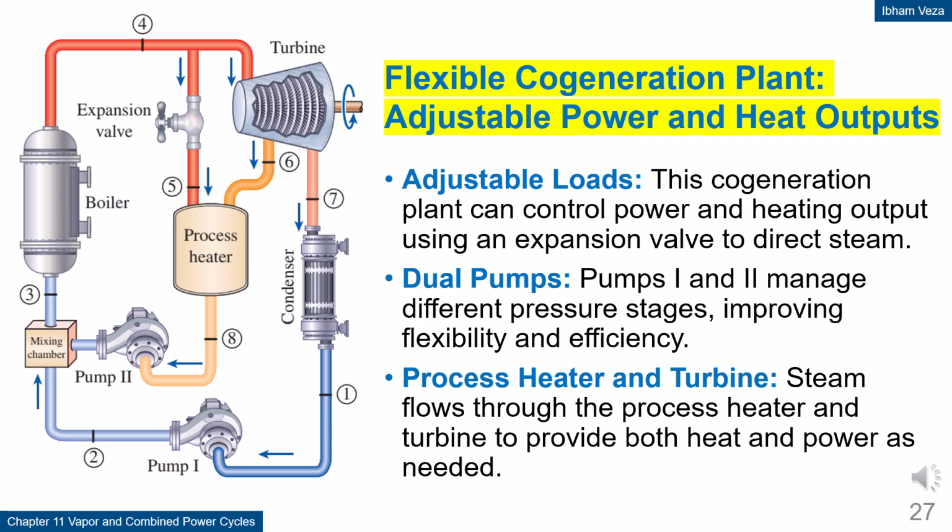Flexible cogeneration plant, adjustable power and heat outputs. This system allows adjustment of the ratio between electricity production and process heat. An expansion valve is used to direct the steam flow according to demand.